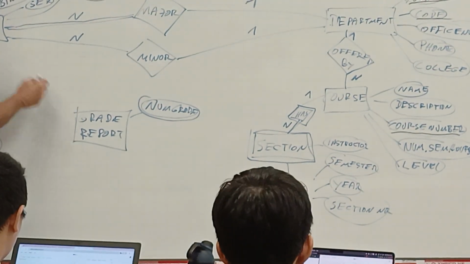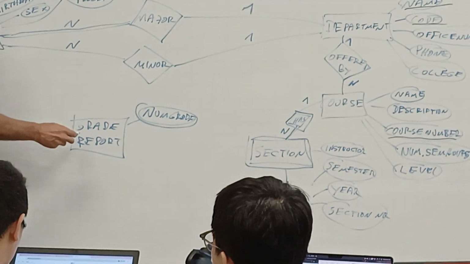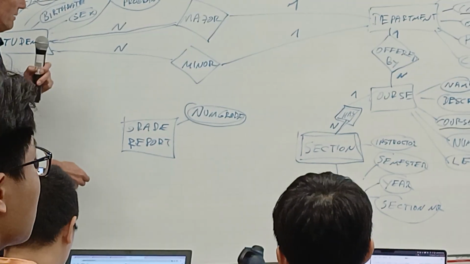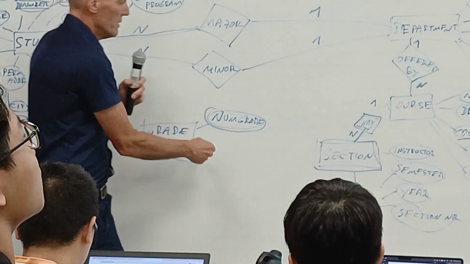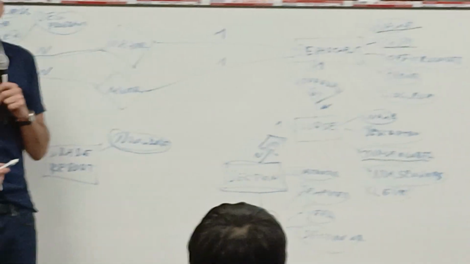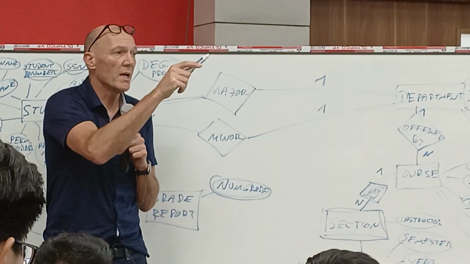If I make this a relationship between here and there, then I know this student is having this grade report, and he's having all these grades. And this grade report is keeping track of all these sections. But still, I don't know in which section he is having this grade, in which other section are the grades.